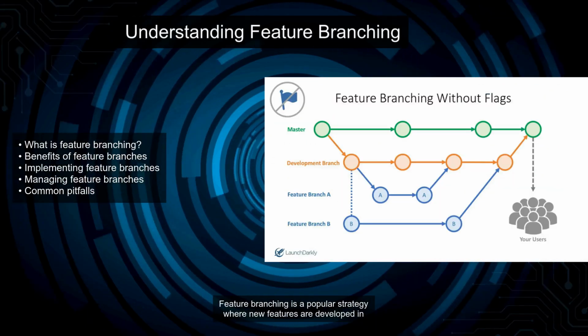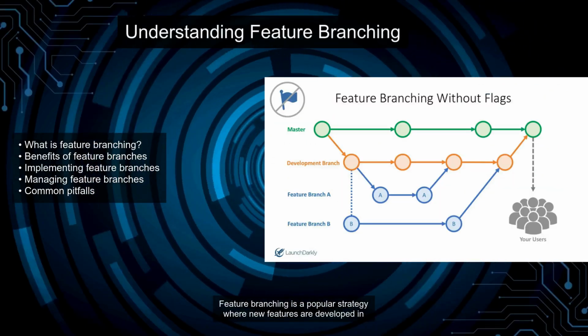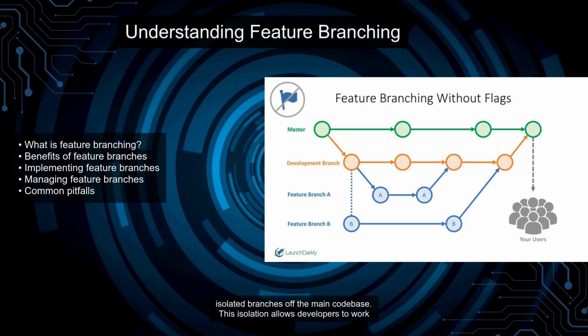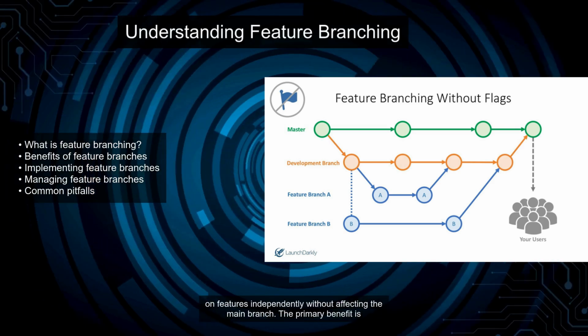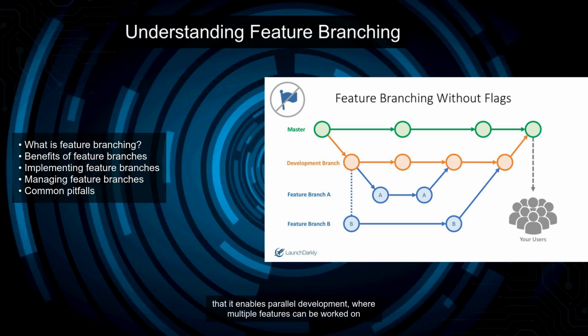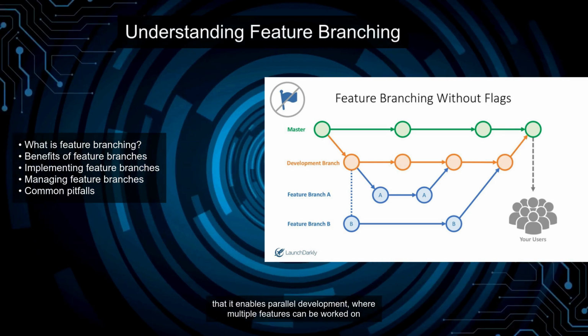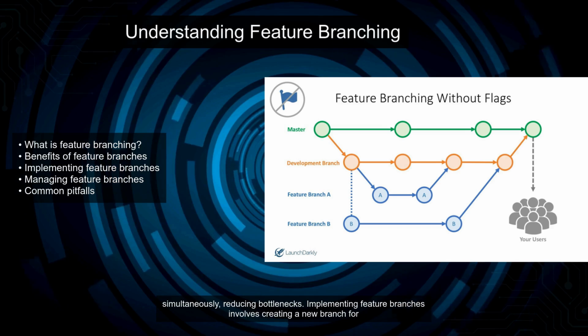Feature branching is a popular strategy where new features are developed in isolated branches off the main codebase. This isolation allows developers to work on features independently without affecting the main branch. The primary benefit is that it enables parallel development, where multiple features can be worked on simultaneously, reducing bottlenecks.